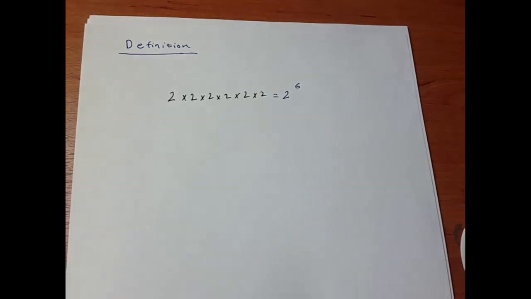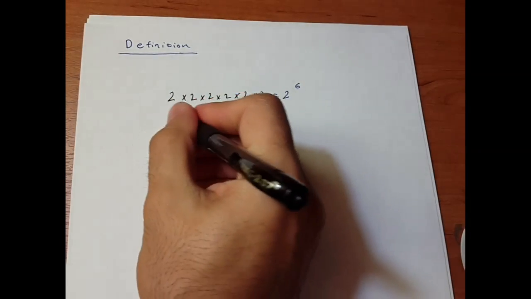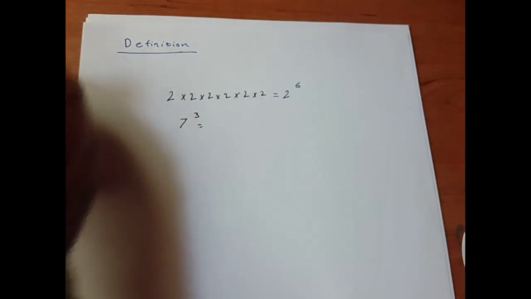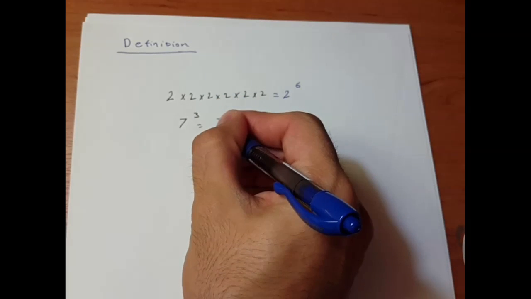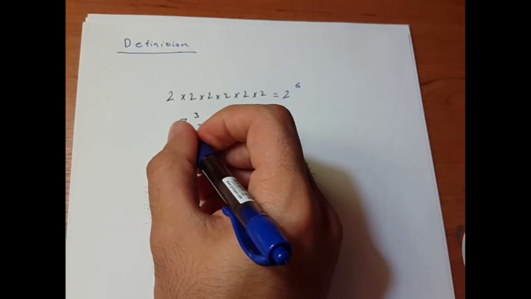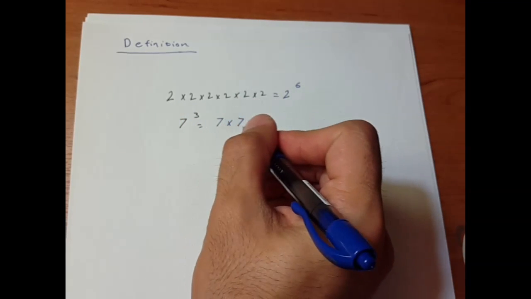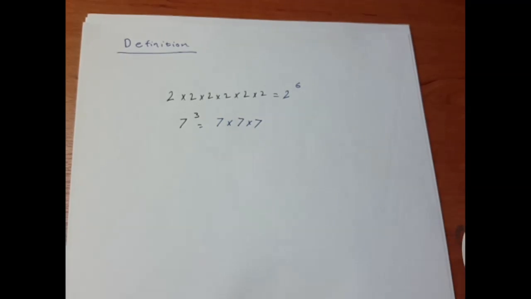So imagine if someone asks you what 7 to the power of 3 is. It's very easy. You just write 7 3 times: 7 times 7 times 7. And 7 to the power of 3 is equal to 7 times 7 times 7. That's it. Very easy.